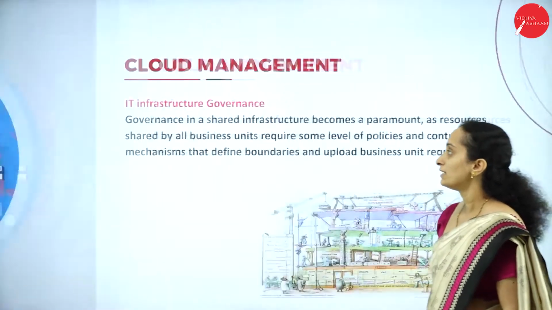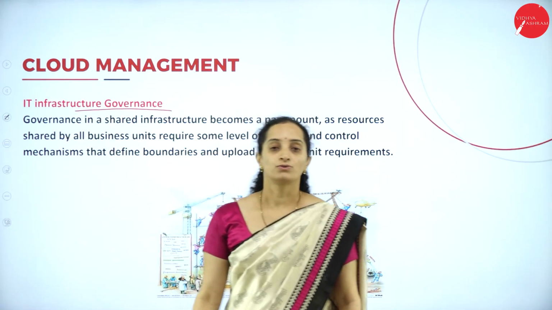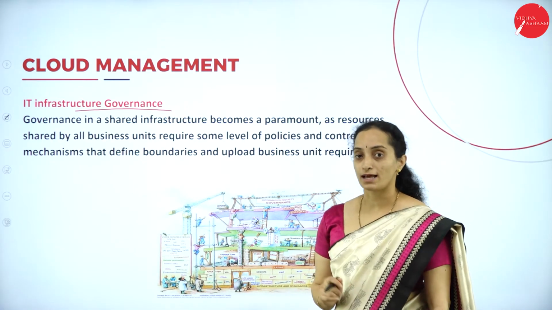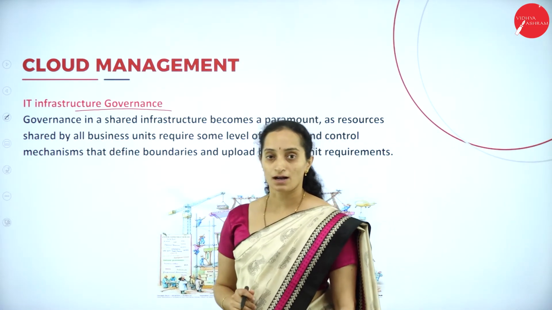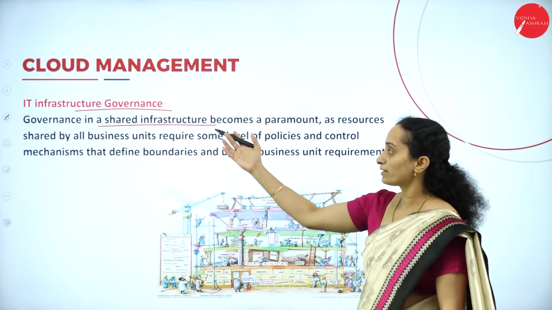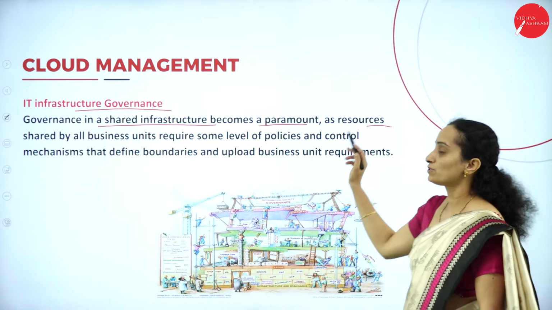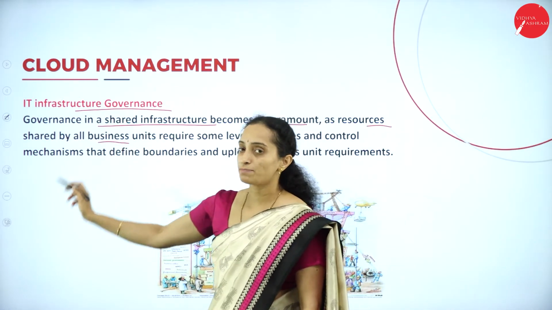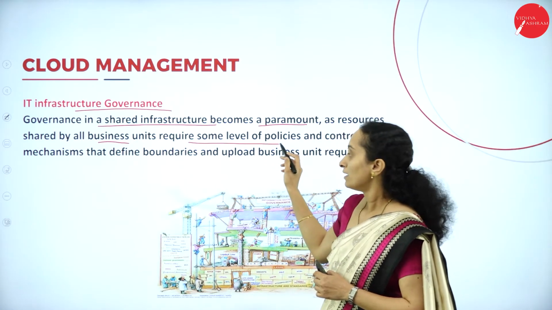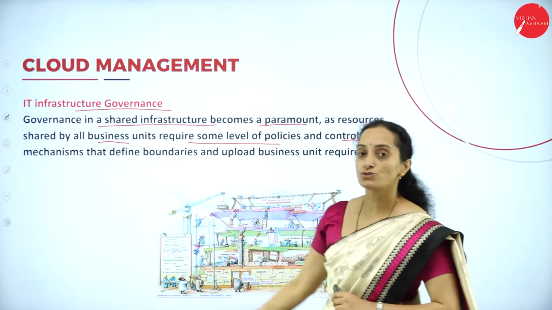Alright. The next thing is to govern or control the IT infrastructure. What are the things we need to consider while governing IT infrastructure? It is a shared infrastructure. So, governance in a shared infrastructure becomes paramount as resources are shared by the business. The resources will be shared by different business units and require policies, standards and control mechanisms.